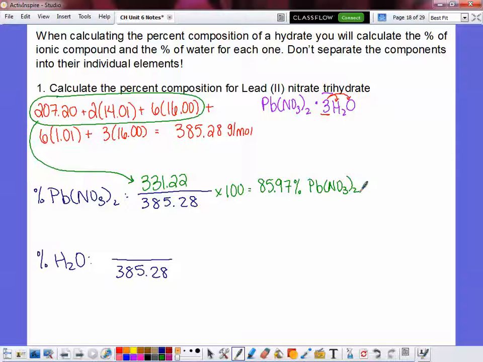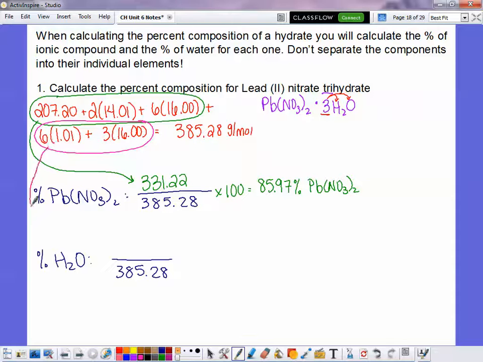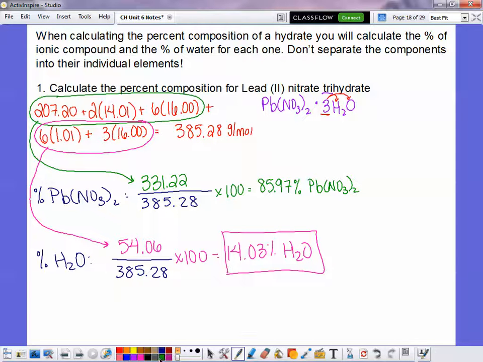lead-II nitrate. And then this portion here, oops, too far. This portion here is my numerator in the percent of water calculation. And that's 54.06. Divide and multiply by 100. And I'm getting 14.03% water. So those are my two answers for this problem.